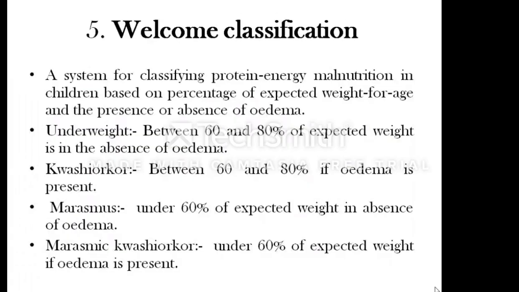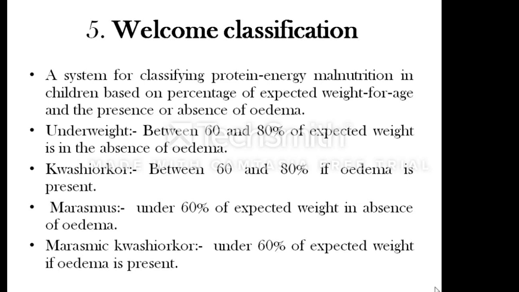The Wellcome is a system for classifying protein energy malnutrition in children based on percentage of expected weight for age in the presence or absence of edema. So Wellcome is like the World Health Organization. Wellcome says underweight is between 60 to 80% of expected weight in the absence of edema. Wellcome is the one that we standardly use.